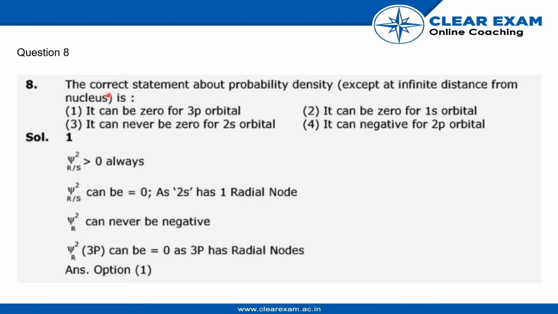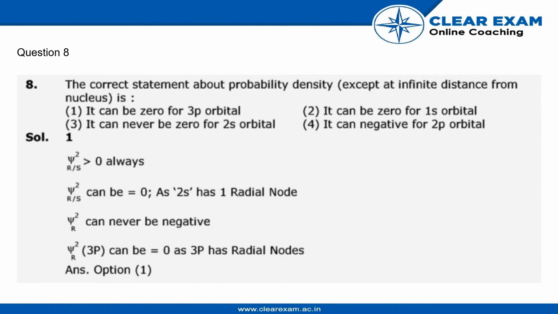Hello everyone. So the question is, which is the correct statement about probability density, except that at infinite distance from the nucleus. First option, it can be 0 for 3p orbital; second, it can be 0 for 1s orbital; third, it can be 0 for 2s orbital; fourth, it can be negative for 2p orbital. So in order to find out the correct answer, we first have to create the probability density graph for each of these orbitals.